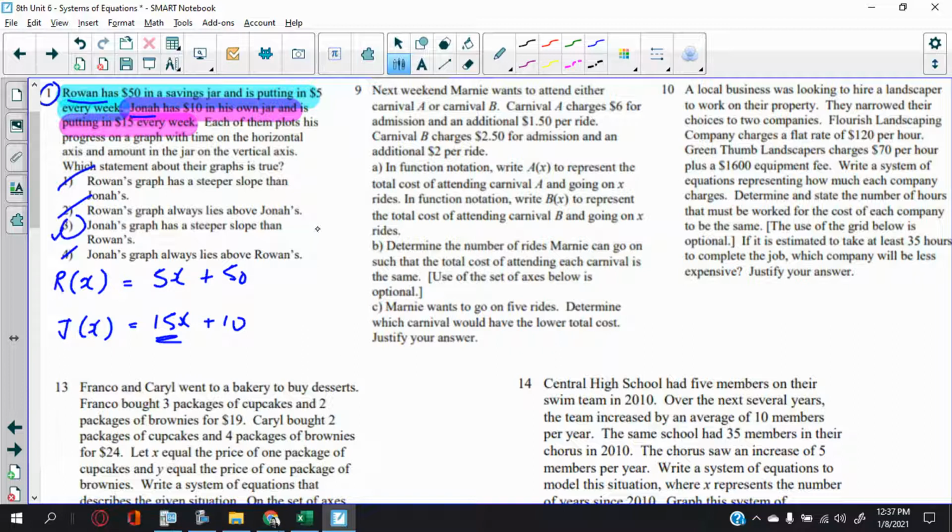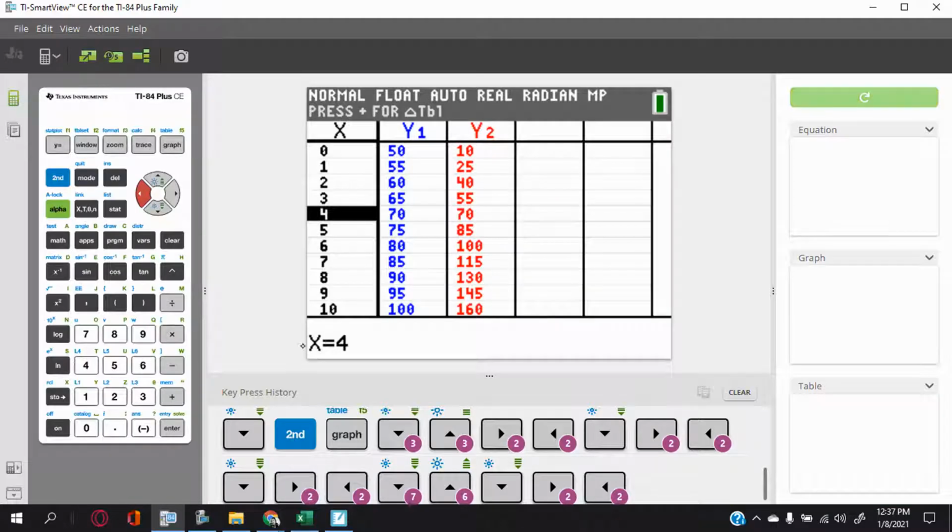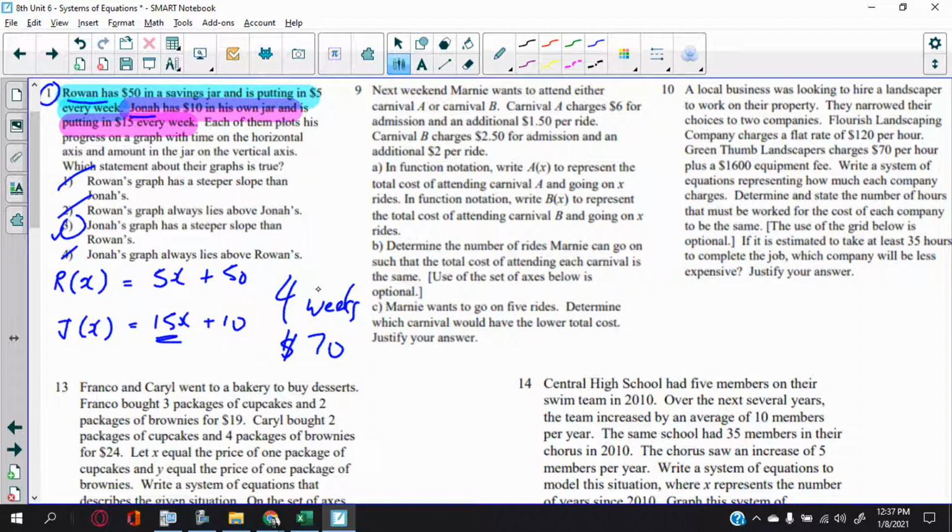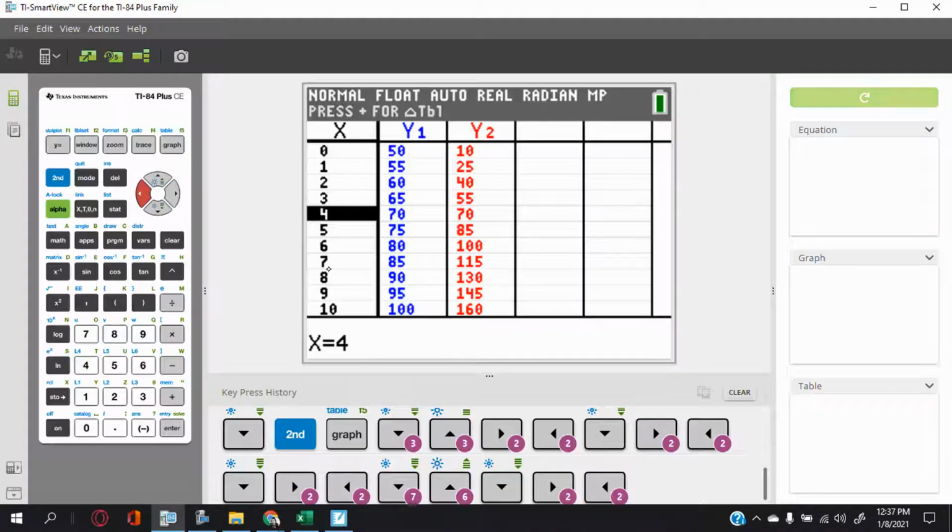But I wanted to make a point here. So if they were to ask you at what point are they going to have the same amount of money in the jar, your answer would be 4 weeks, right? If they ask you how much, you would say $70. Okay? Now, let's expand on the lesson a little bit, on the question.